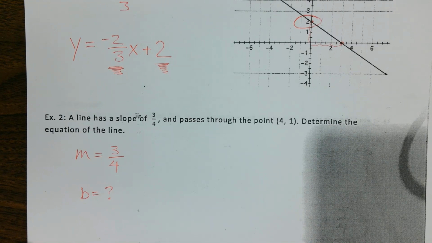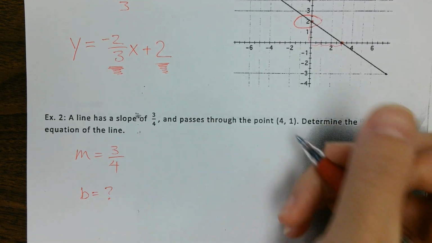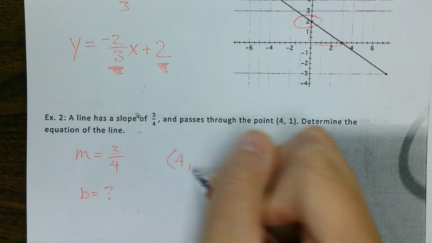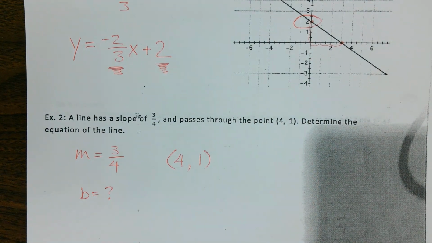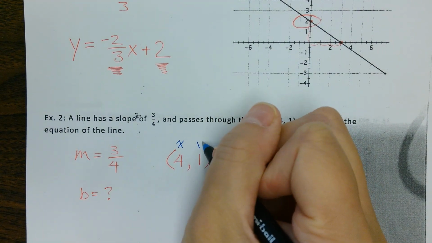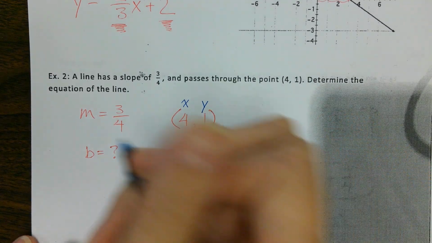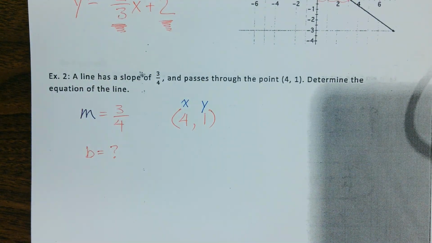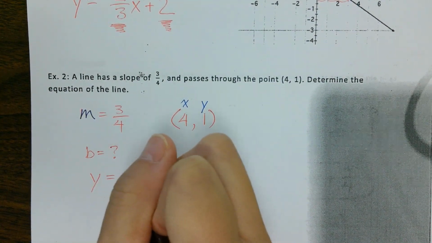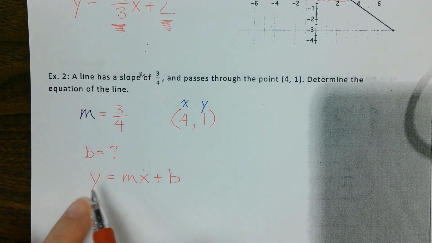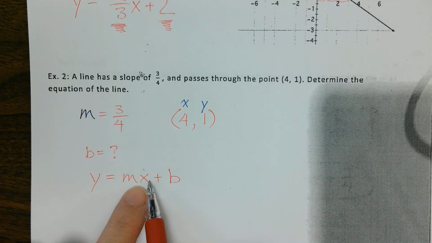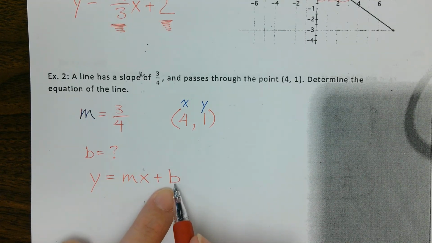But instead of b, what did I tell you? And the point, a point. This point right here, any point, any coordinate, is in the form x and y. So what I actually gave you in this case is the m, an x, and a y. So in y equals mx plus b, if I know what y is, what m is, and what x is, I can figure out what b is.